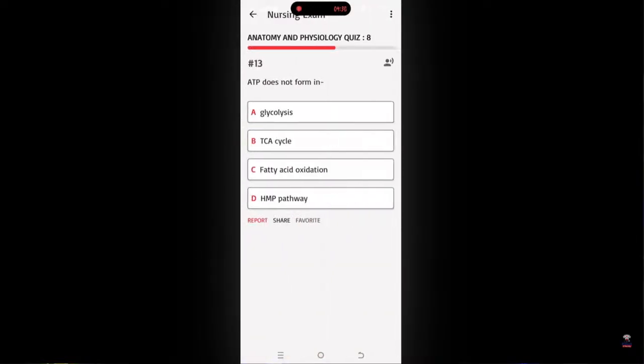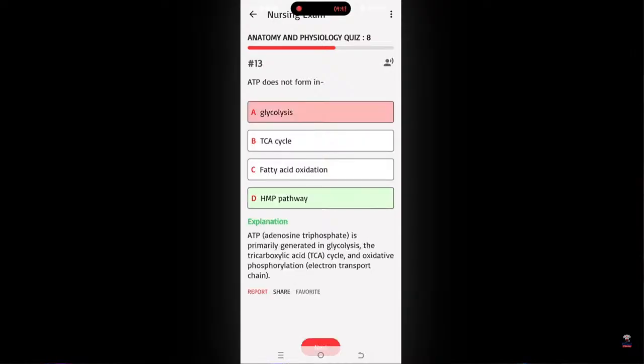ATP does not form in A. Glycolysis, B. TCA cycle, C. Fatty acid oxidation, D. HMP pathway. Correct answer is D. ATP, adenosine triphosphate, is primarily generated in glycolysis, the tricarboxylic acid TCA cycle, and oxidative phosphorylation, the electron transport chain.